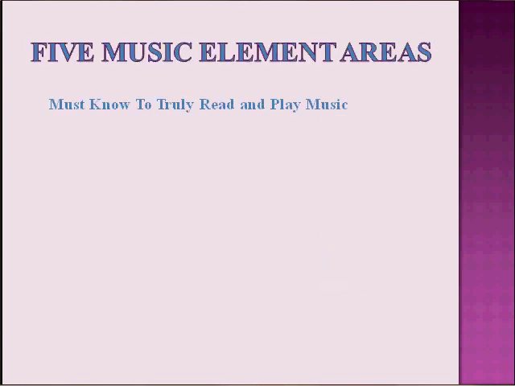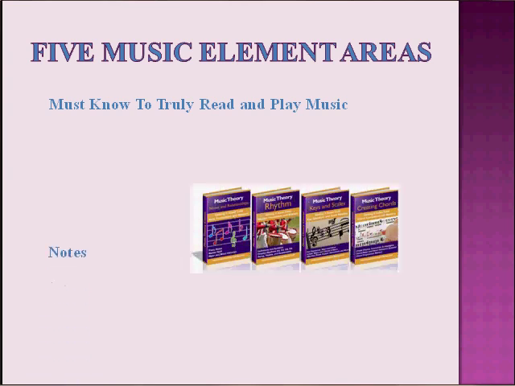Now there really are 5 music element areas you need to learn to be able to read and play music effectively. There's the notes, you've got to know that, and rhythm that goes with the notes. You have to understand keys, scales, and chords to be able to play within a framework or structure.